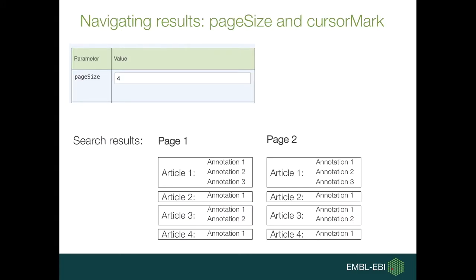There are 2 parameters that are important for navigating the results: page size and cursor mark. We define one result as one article that contains all instances of your annotation of interest. So, one result equals one article, potentially with many annotations. Results are arranged in pages, and the page size parameter defines precisely that, how many results you can see on a single page. The value that you can input must be between 1 and 8, with 4 being the default.